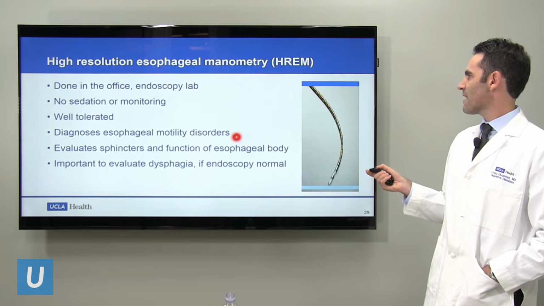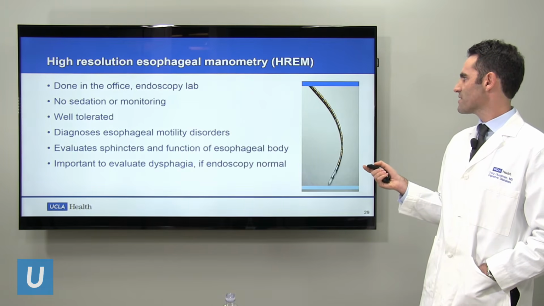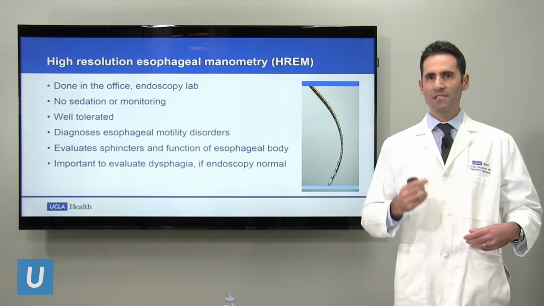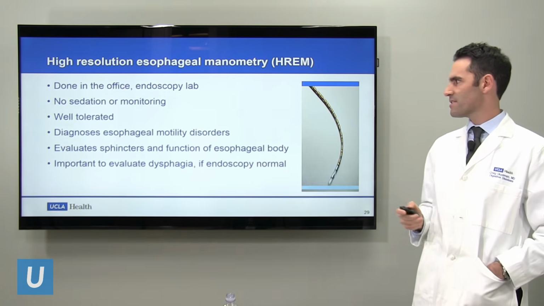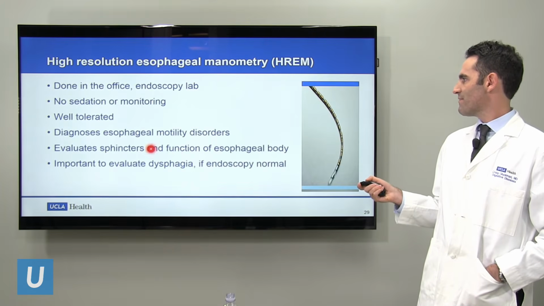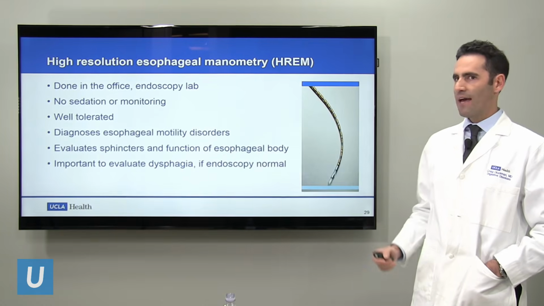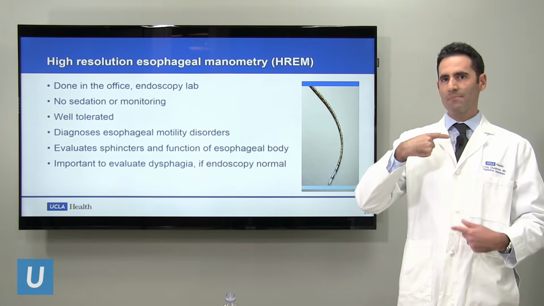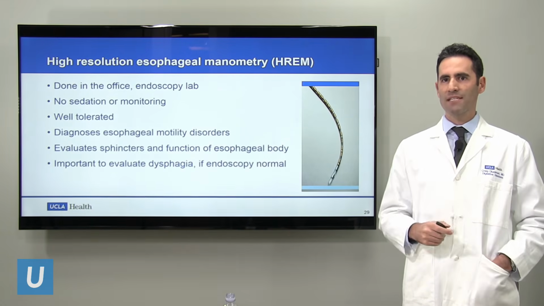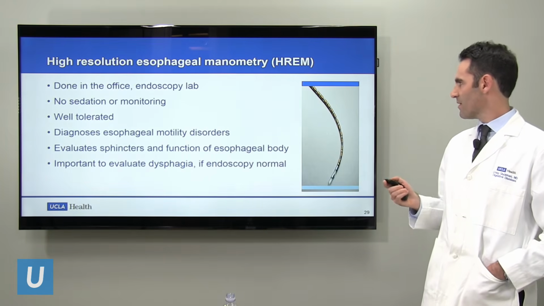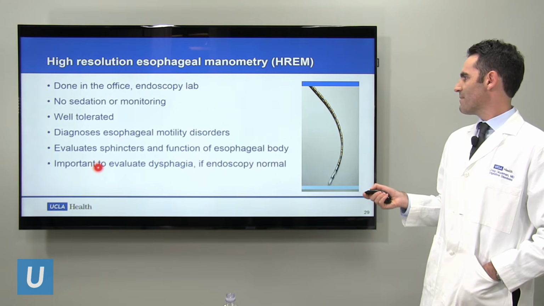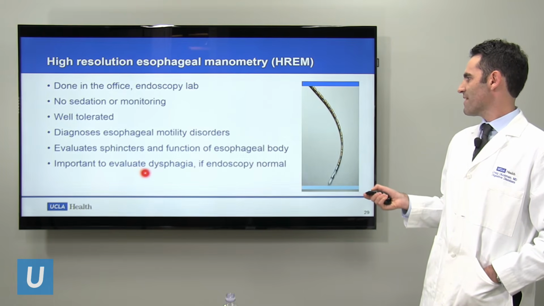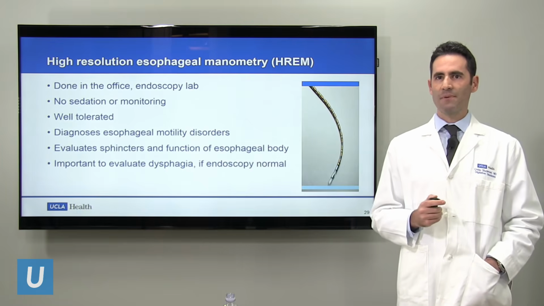It's very useful in diagnosing esophageal motility disorders. And what I mean by motility disorders is where the esophagus is maybe not pushing food or liquids properly through the esophagus. We use manometry to evaluate the sphincters as well as the function of the esophageal body. And we have 2 sphincters. We have a sphincter at the top and a sphincter at the bottom, and I'm going to show you a bit more detail in the slide to follow. And lastly, esophageal manometry is very important to evaluate esophageal dysphagia, especially if the endoscopy is normal.